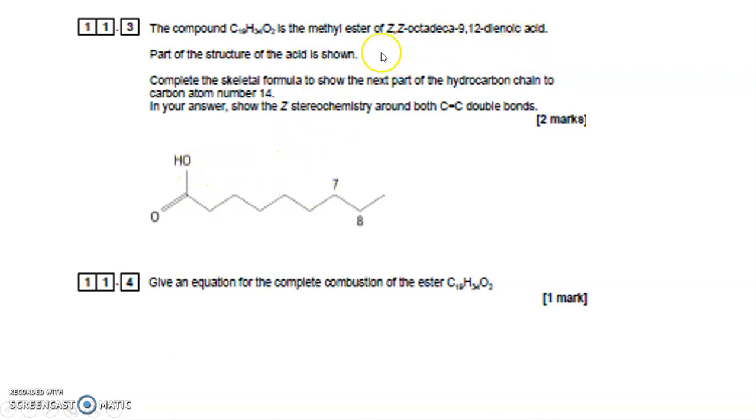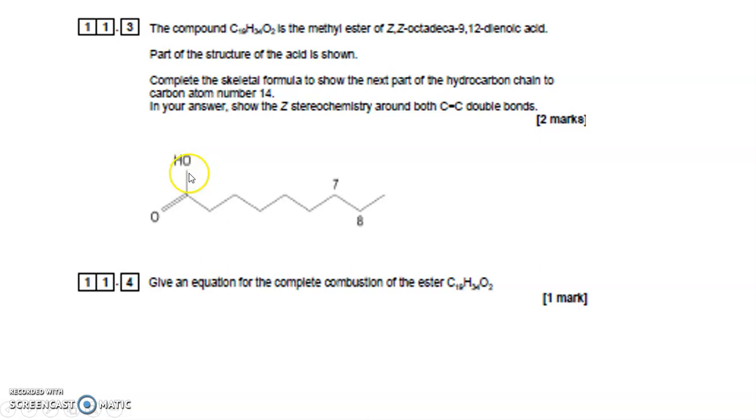So let's have a look at it. Let's not be frightened by this. It says, complete the skeletal formula, show the next part of the hydrocarbon chain up to carbon number 14. In your answer, show the Z stereochemistry around both carbon-to-carbon double bonds.